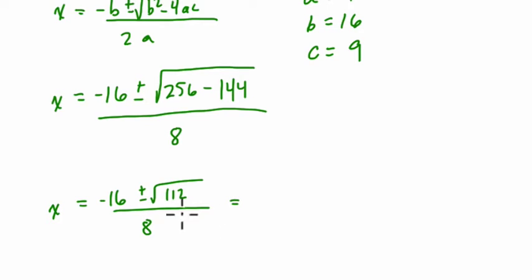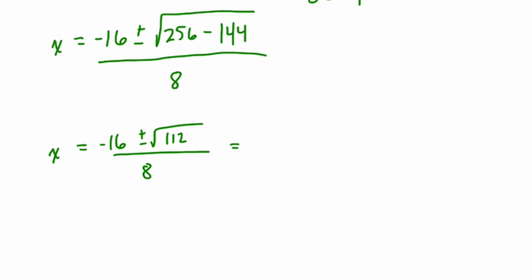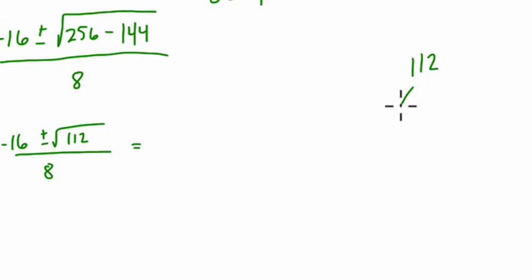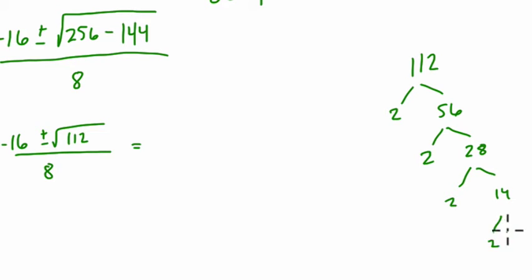And let's just reduce this. What is the square root of 112 equal to? Are there any perfect squares in 112? Might use some prime factorization to figure that out. So I know that 2 times 56 is 112. Let's break this down. We have 2 times 28. That's 2 times 14, and that's 2 times 7. So that means that 2 times 2 times 2 times 2 times 7 is 112. But that's really just 4 times 4, or 16 times 7.